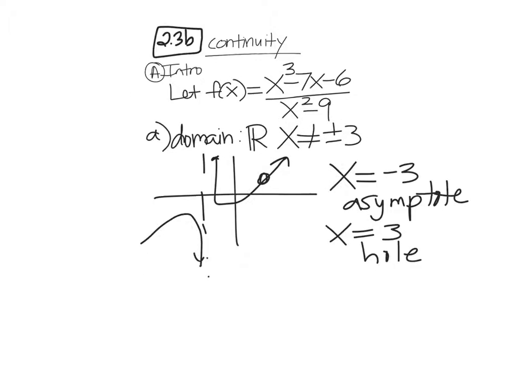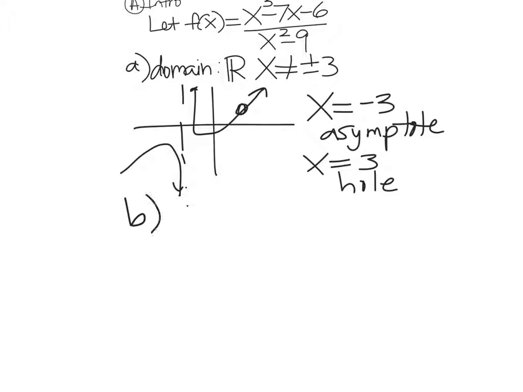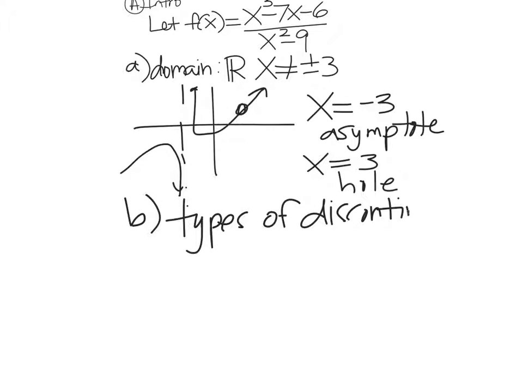All right, so knowing those things, the next question they're going to ask you is what types of discontinuity happen and where? Types of discontinuity. Continuity. I hope I spelled that right. All right, so we know where they're happening. We know the points of discontinuity are at x equals negative 3 and x equals positive 3. So what's it called at negative 3 when you have an asymptote like that? What type of discontinuity is that?